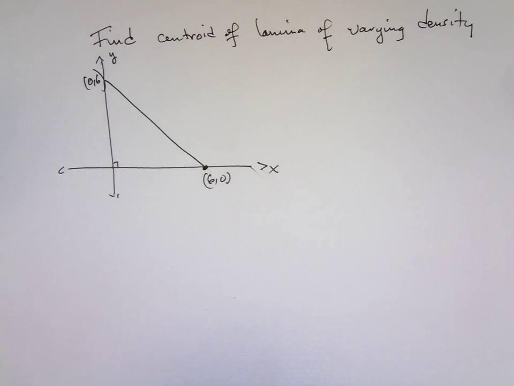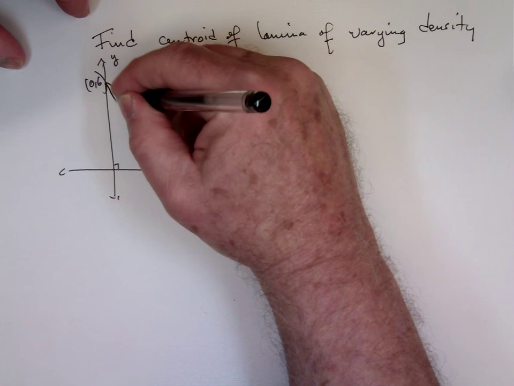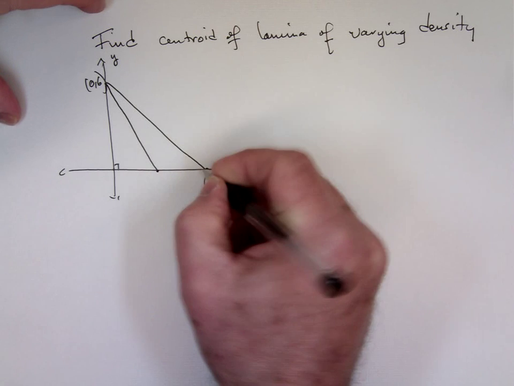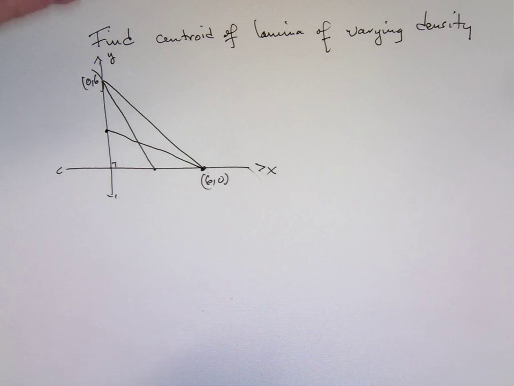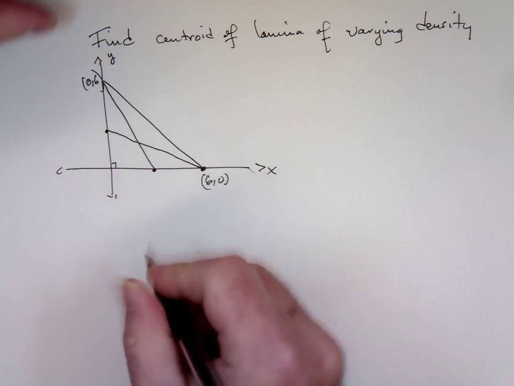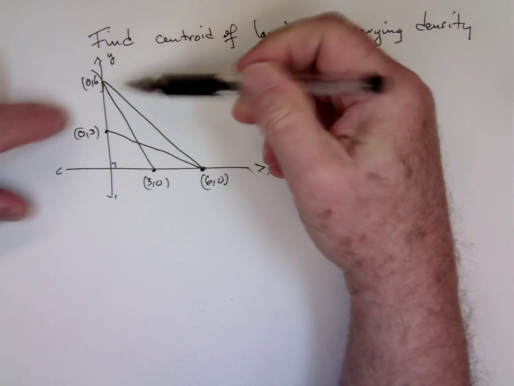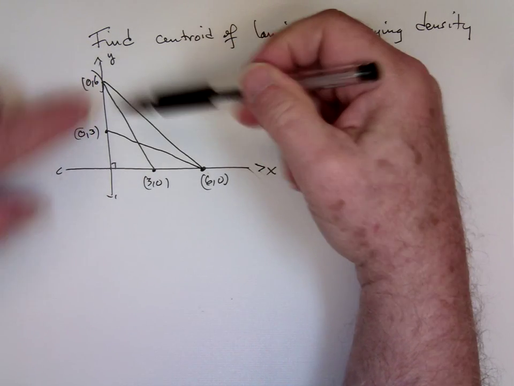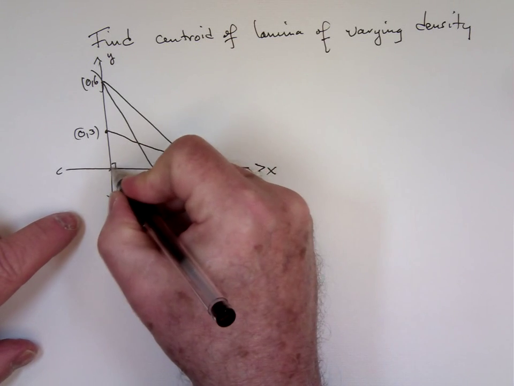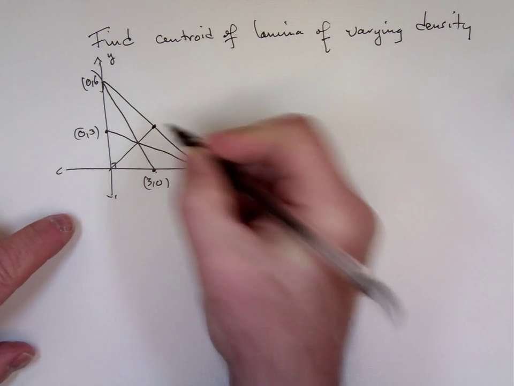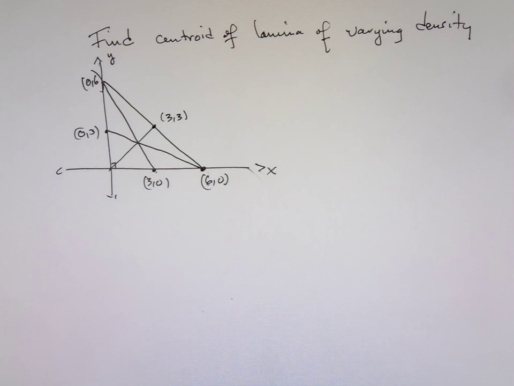Okay? So the first thing to do is let's find the centroid geometrically. The centroid of any triangle is the intersection of the medians. Now, medians are line segments that go from a vertex to the midpoint of the opposite side. I could draw this median as well, so this would be 3 here. Every triangle has 3 medians.